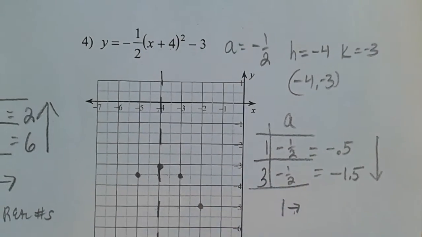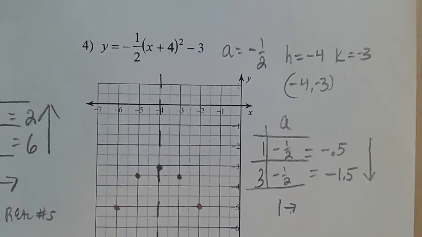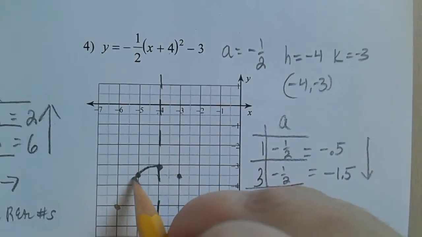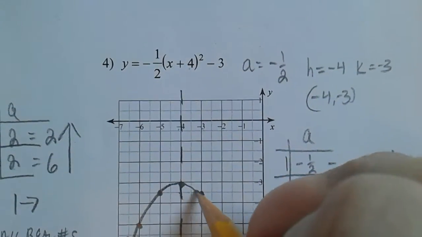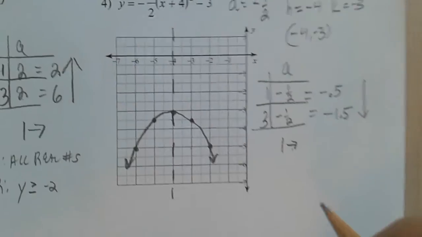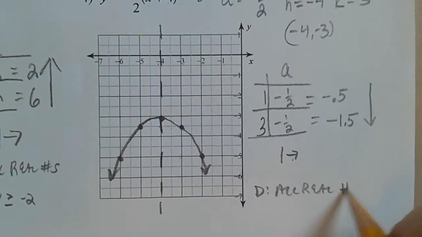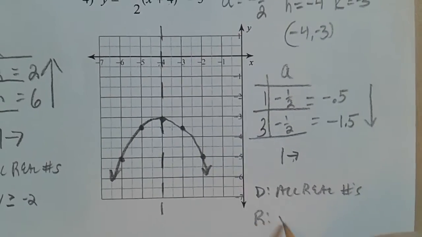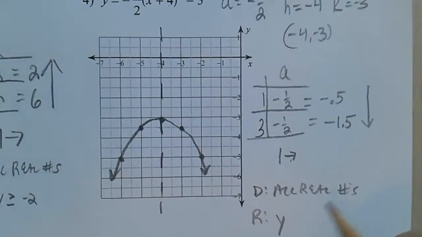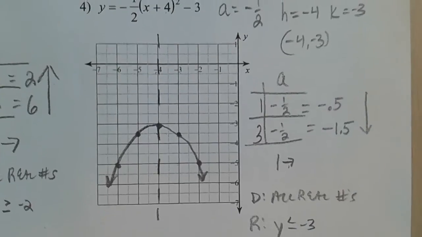Now reflect these points over, and we should have our 5 points to make up our curve. Draw our parabola, and then state the domain and range. The domain, once again, all real numbers. The range deals with the y-coordinate of my vertex. This one opens down, so it's less than.